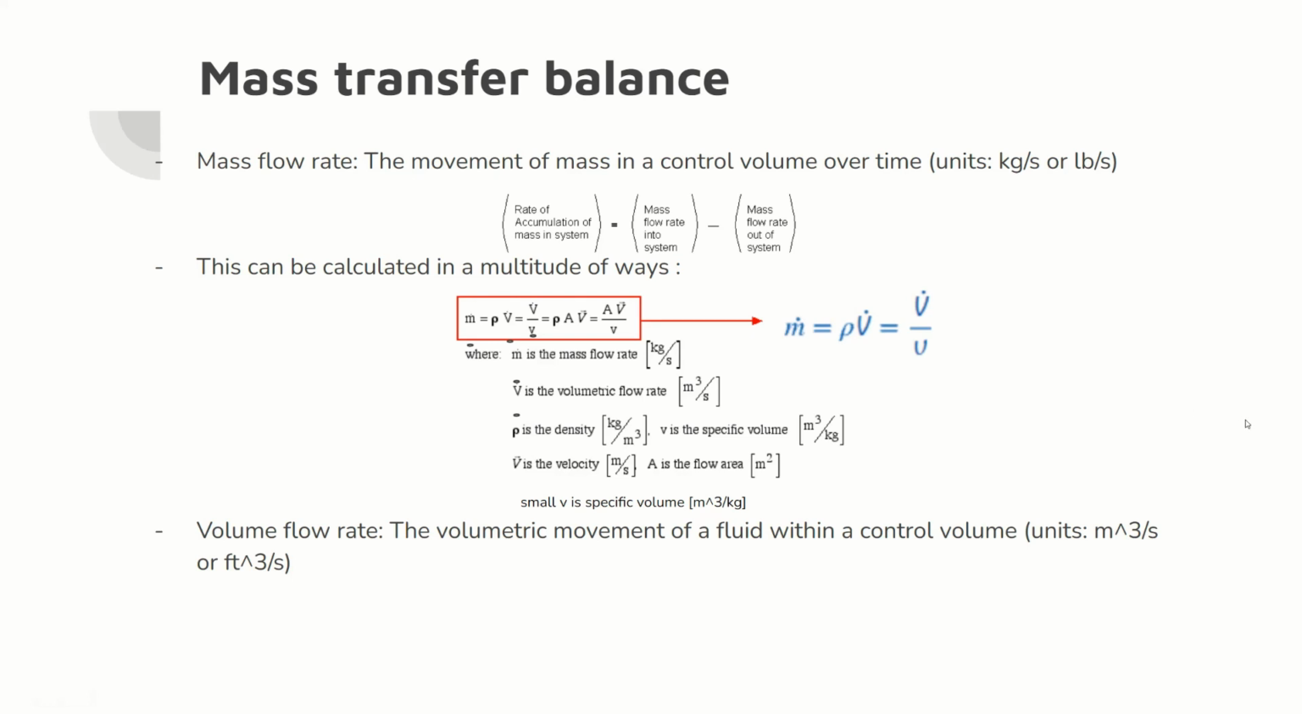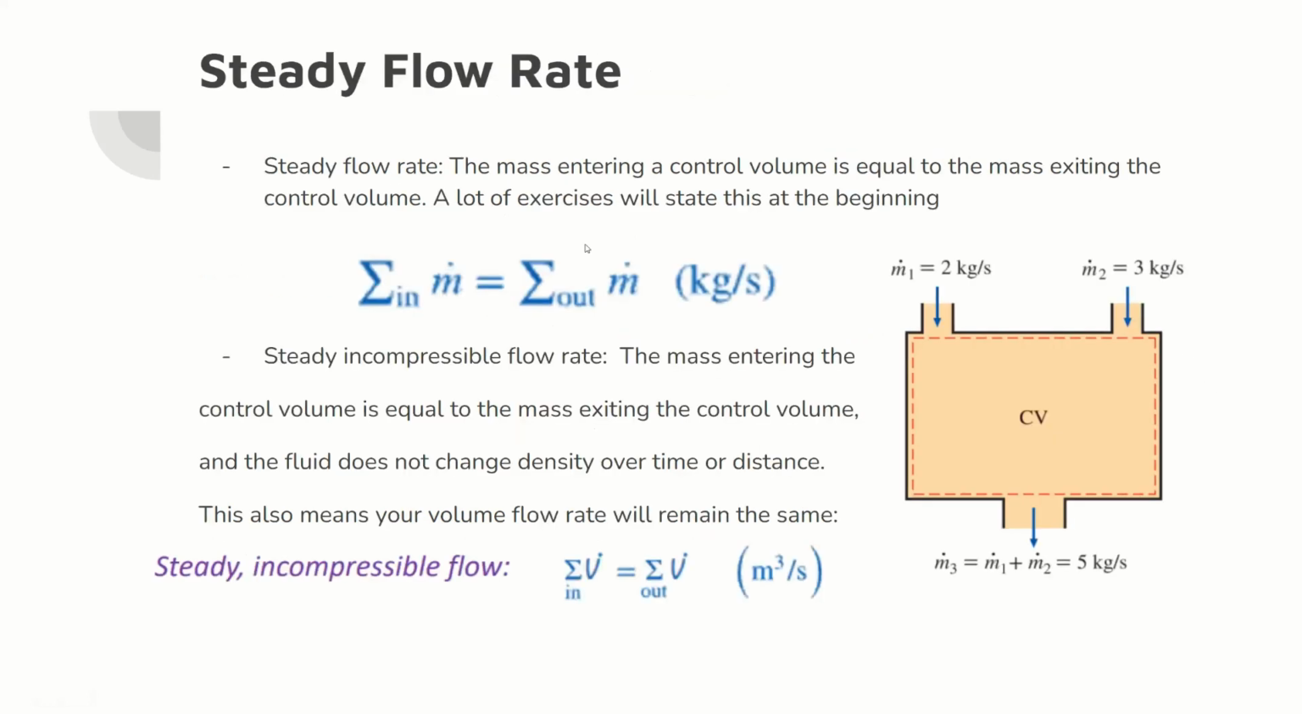Okay. Moving on. So to go back to what I said, when an exercise tells you steady flow rate, it means that the mass flow rate going into the control volume you're studying is equal to the mass flow rate going out of it. In this example, you have m.1, where one inlet is 2 kilograms per second and the other inlet is 3 kilograms per second. If your whole system is at a steady flow rate, then the outlet should just be these two combined together.